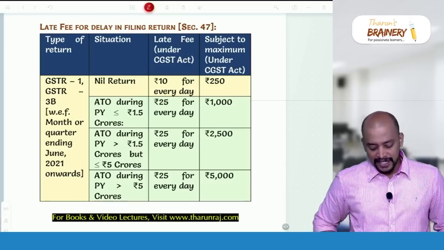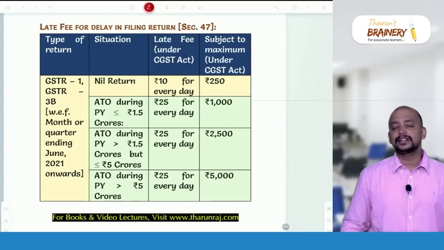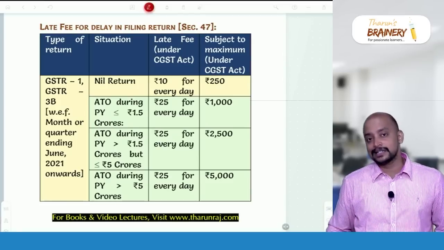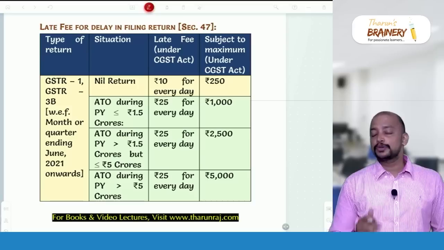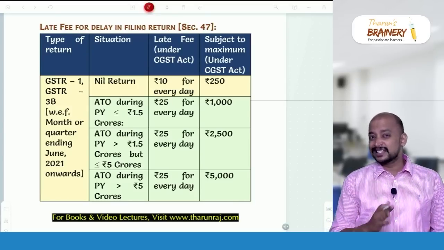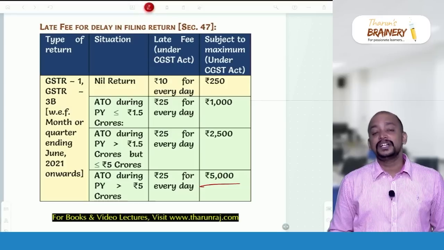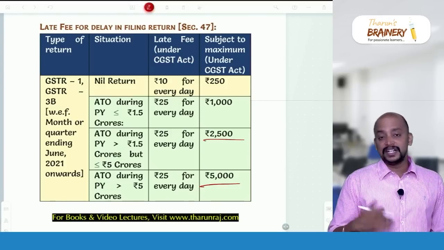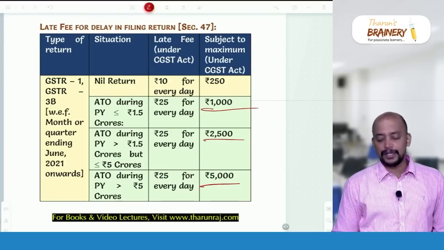Then late fee for delay in filing returns. For GSTR1 and GSTR3B, if it is nil return, 20 rupees per day subject to maximum 250 rupees. If it is other than nil return, then 25 rupees per day, but the maximum will change. If the turnover during previous year exceeds 5 crores, 5,000 rupees. If it does not exceed 5 crores but exceeds 1.5 crores, 2,500 rupees. If it does not exceed 1.5 crores, then it will be 1,000 rupees.